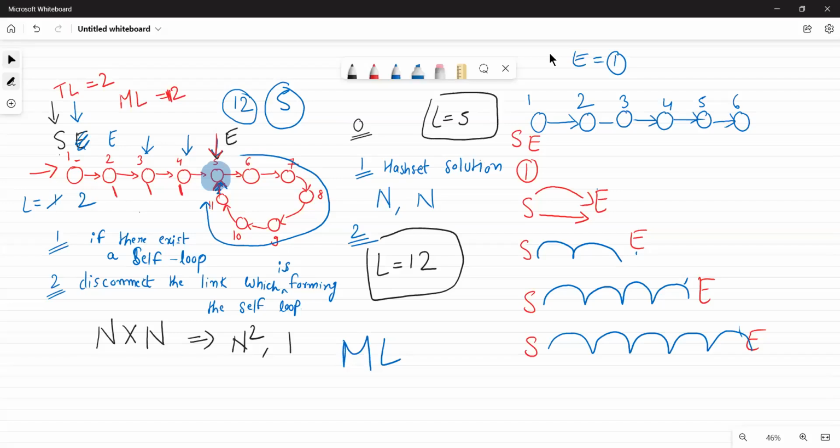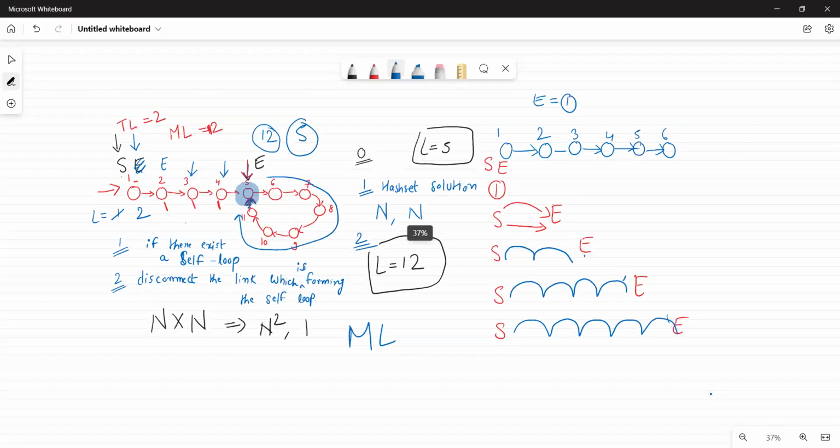I hope I made it clear to you, but if you have any doubt, you can ask. So while we are iterating, we are also comparing the end with each of the iterating temporary loop. We are iterating only up to E, wherever our ending pointer lies. And at the end, we just match our temporary length with the main length. If they are equal, that means loop doesn't exist. If it doesn't match, that means loop exists. That's all we have to do.